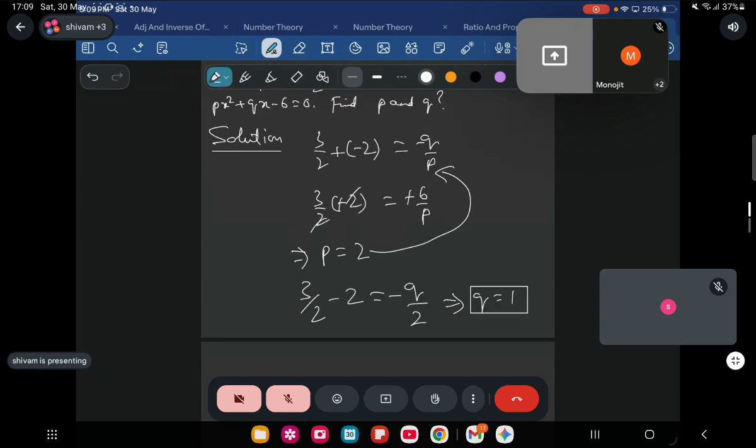Done. Anyone having any doubt, you can ask me. Okay. Shaita, is it clear? Sum of the roots and product of the roots I have used. Alpha plus beta is equal to minus b by a, alpha beta is equal to c by a. Okay. Abhijay, is it clear?